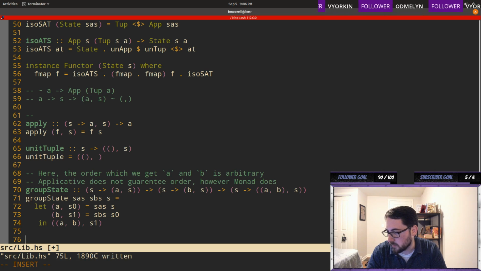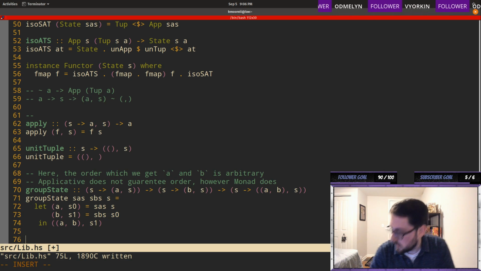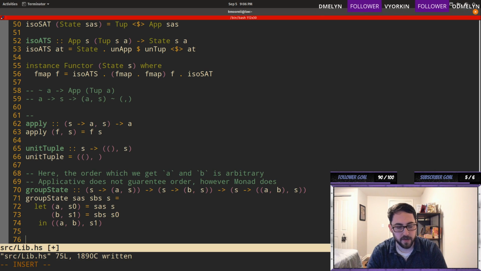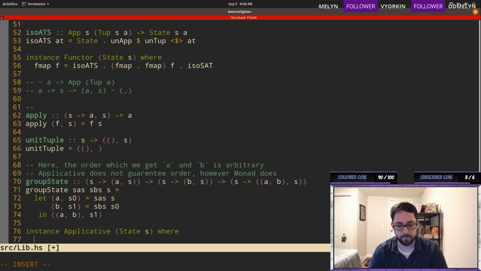Basically, every time you use a constructor or destructor of a newtype, it gets compiled to the identity function. Yeah. I didn't know. I think I know that. Okay. Now we write this one. So pure.